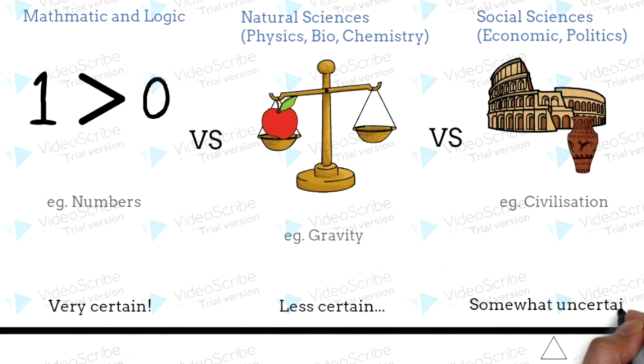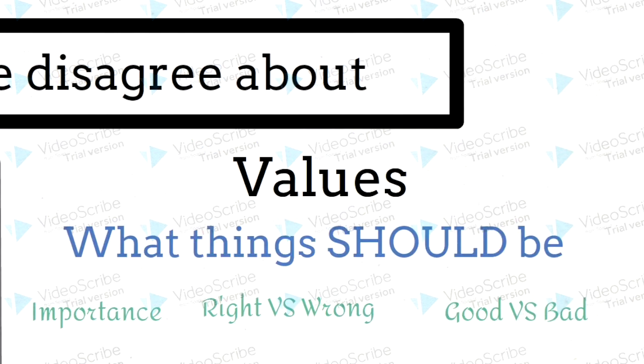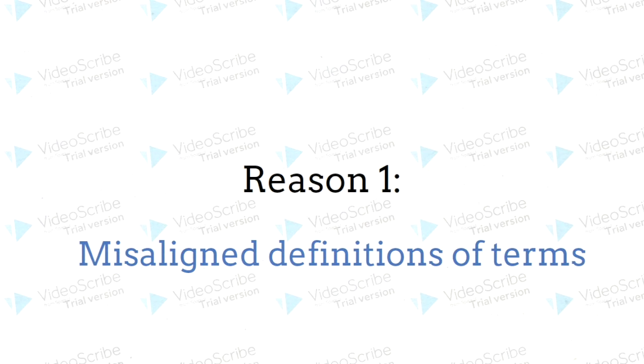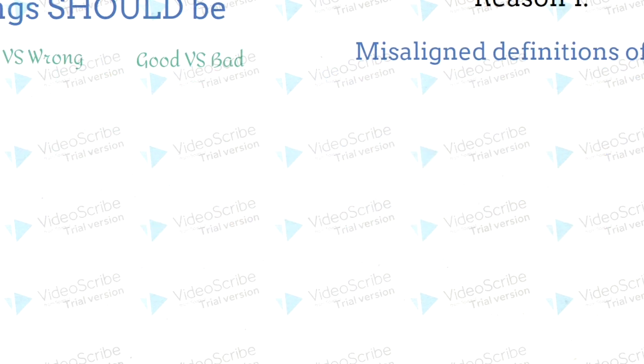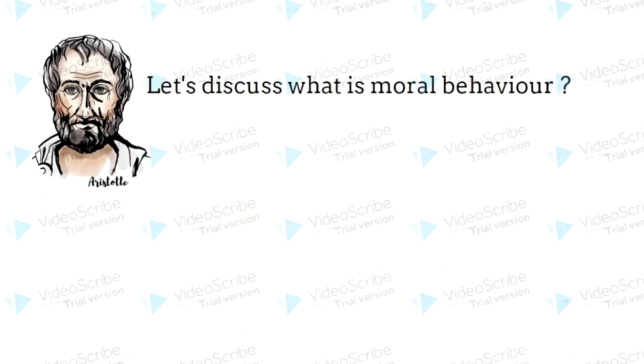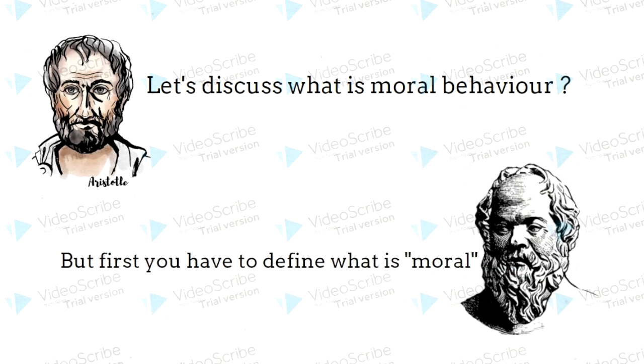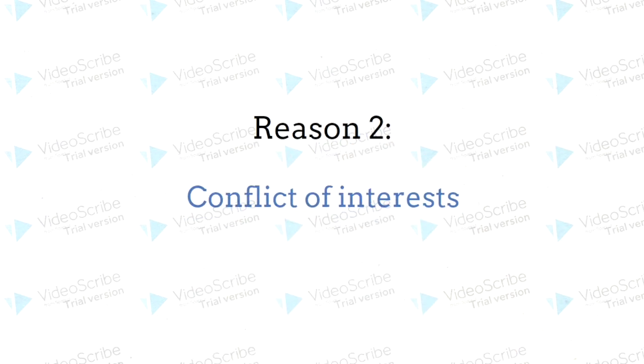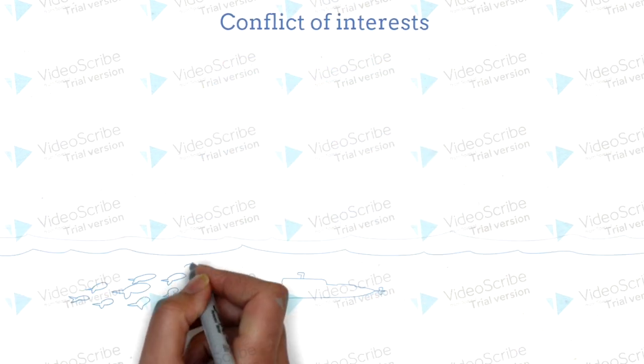Now let's turn to disagreements about values. Similar to disagreements about facts, disagreements about values can also come from misaligned definitions of terms. Basic terms such as morality are still serious topics for debate among philosophers. But even when we clear up the terminology, a disagreement about values does not mean that one side must be wrong. This is because there is no single standard of value, and people's basic interests can directly clash.